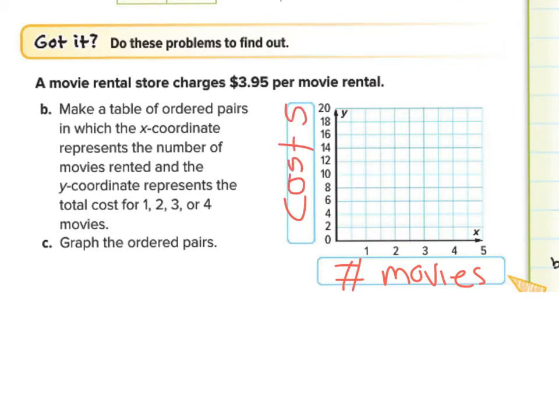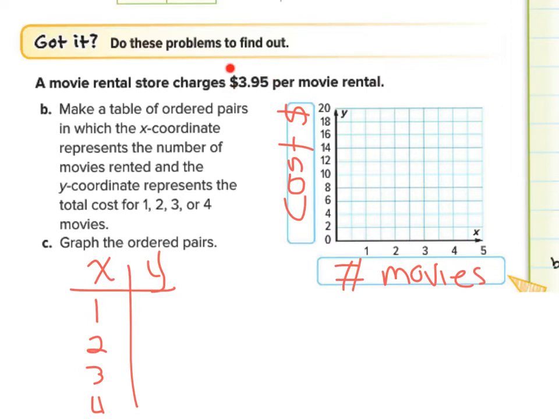Cost, and I'll put a dollar sign. They want us to do the total cost for 1, 2, 3, and 4 movies. We have to make a graph. I usually just make a T-chart, and then I write X and Y. For my X, I'm going to have 1 movie, 2 movies, 3 movies, and 4 movies, because that's what they said. My movies will be my X, as we already discussed, so it makes sense to put it there.